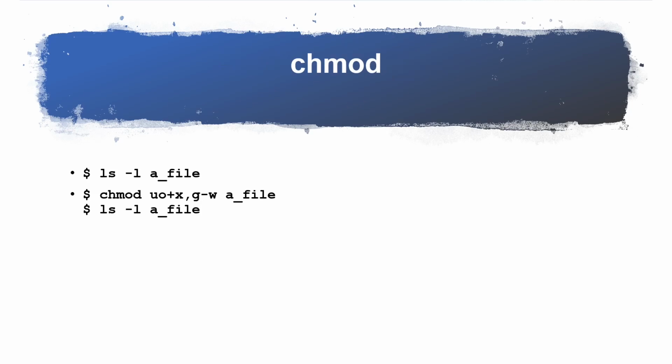Changing with chmod. Changing file permissions is done with chmod. You can only change permissions on files you own unless you are the superuser. There are a number of different ways to use chmod. For instance, to give the owner and the world execute permission and remove the group write permission, such as on the screen, you do ls -l afile, then chmod uo+x,g-w afile, then ls -l afile. Here u stands for user, owner, o stands for other, world, and g stands for group.